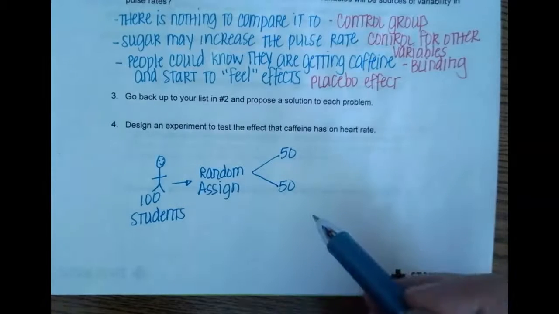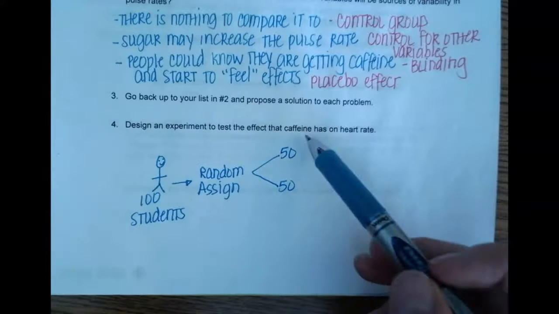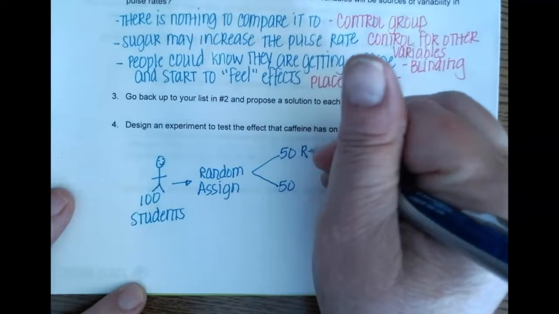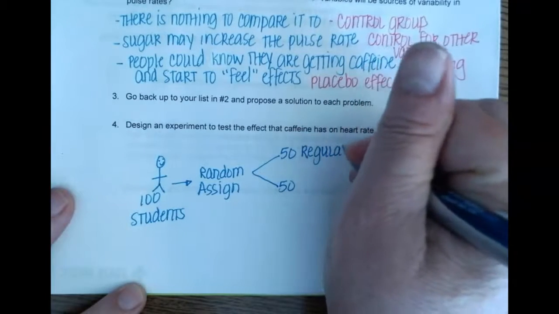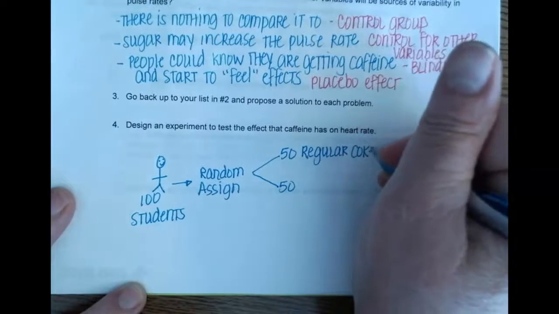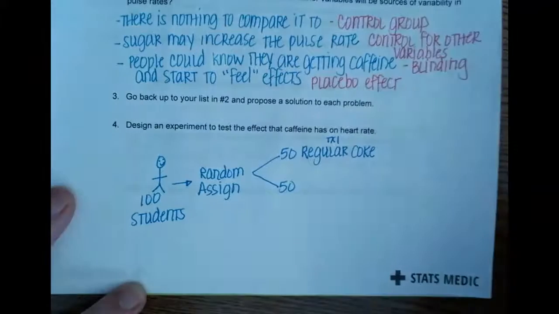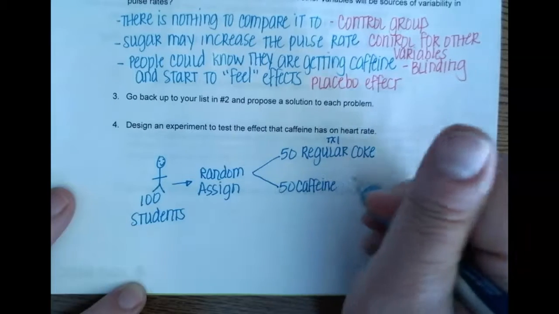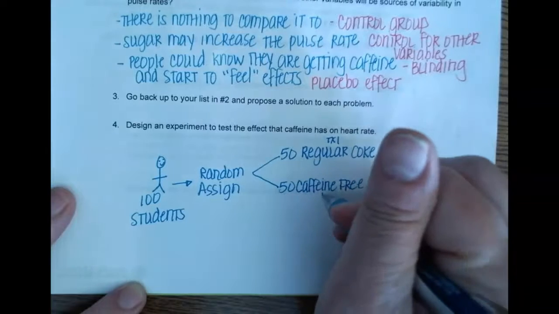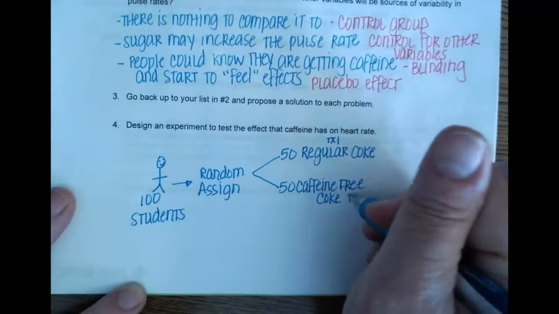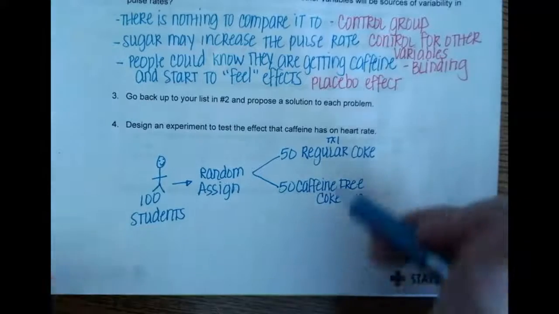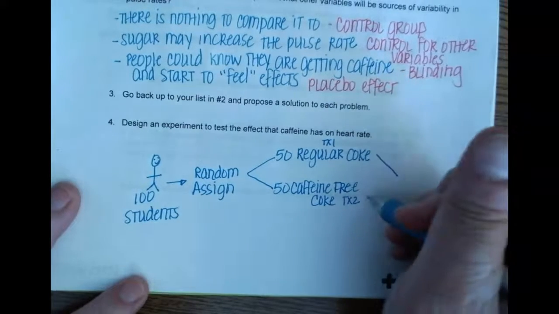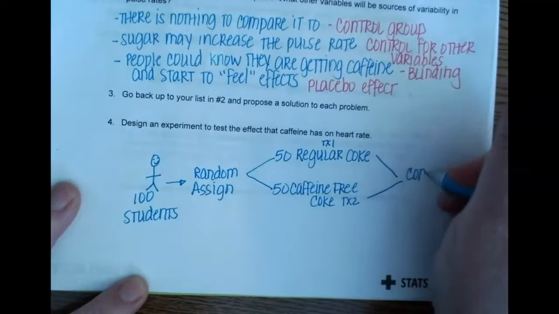Now, what are going to be the treatments here? So I want to see the effect of caffeine. So I'm going to have a regular Coke. That's going to be your treatment 1. And I'm going to have some caffeine-free Coke. And that will be my treatment 2. So once everybody's had their Coke, you're going to have to measure their heart rates again, and you're going to have to compare at the end.